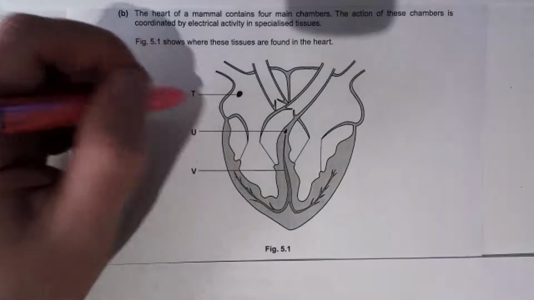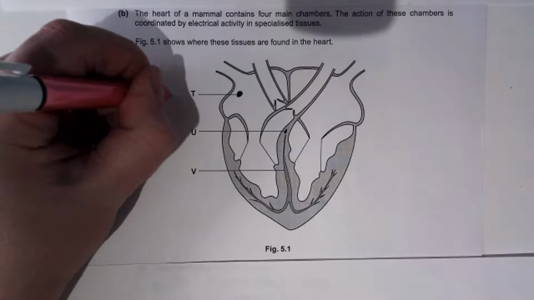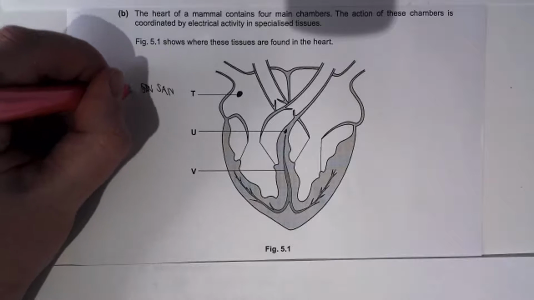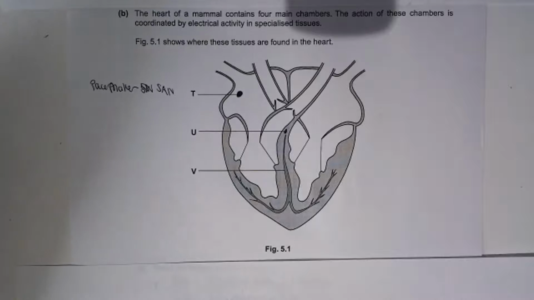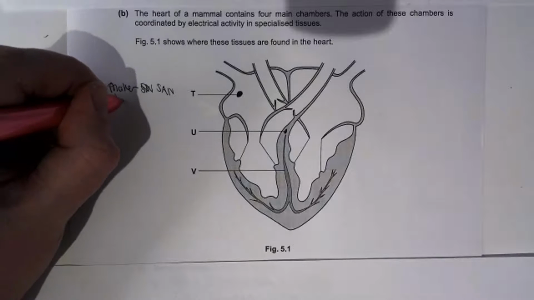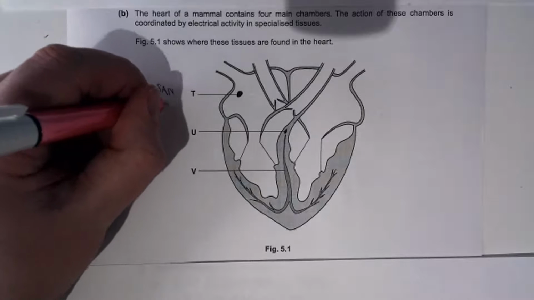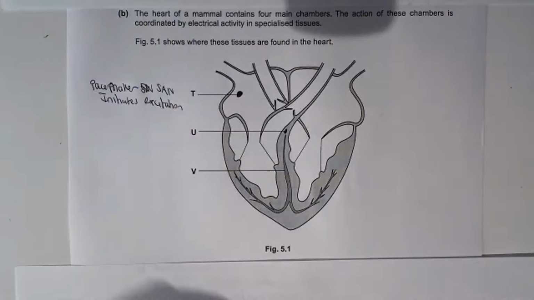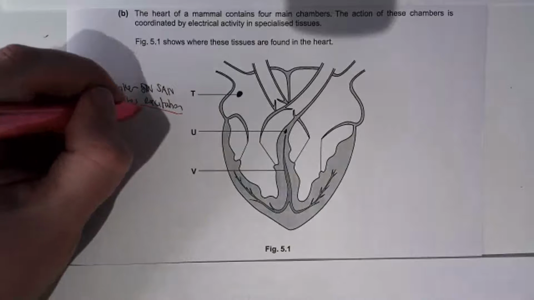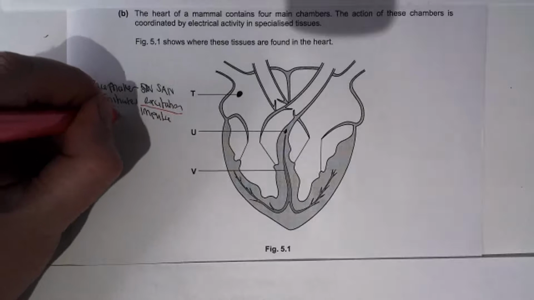So it starts off here at structure T, and structure T is the sinoatrial node, which is the pacemaker. That sinoatrial node creates or initiates the excitation. You've got to use the term excitation, but you can say the term impulse or action potential.